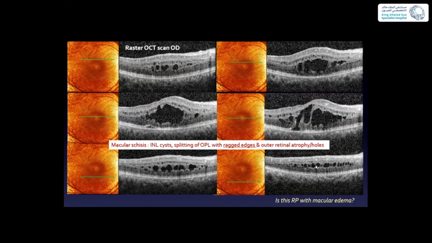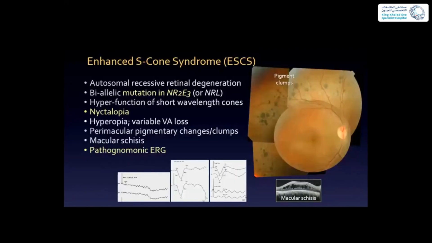all over the place, but there are splits also in the outer plexiform layer, and they have these ragged, distorted edges. There are even retinal atrophies and outer retinal holes, which is a little bit unlikely to get immediately with any macular edema. So is this RP? Well, no, this is enhanced S-cone syndrome.